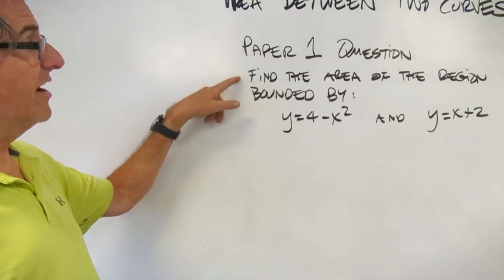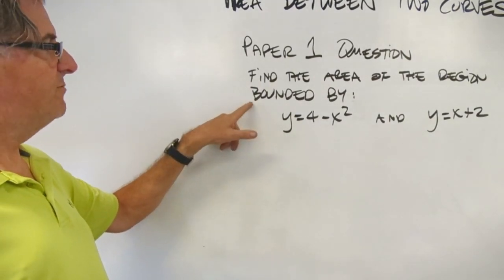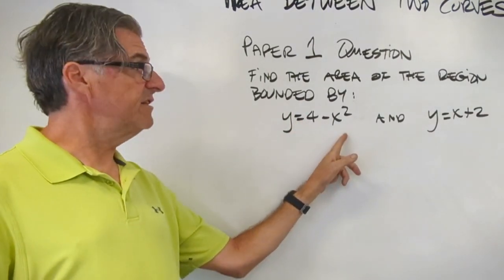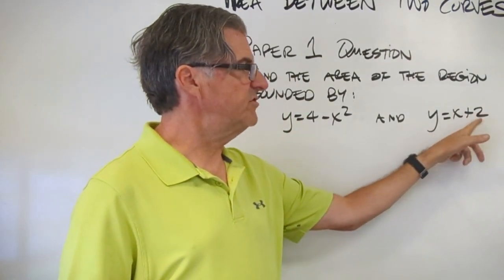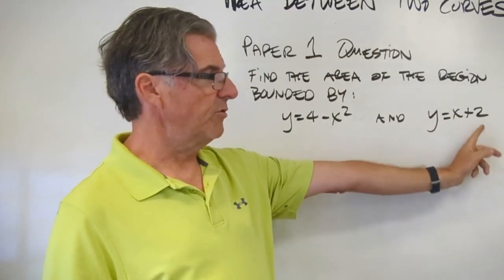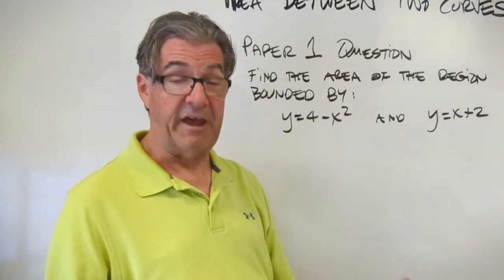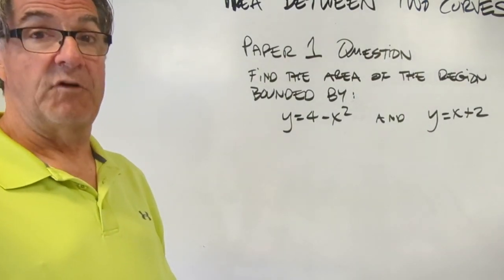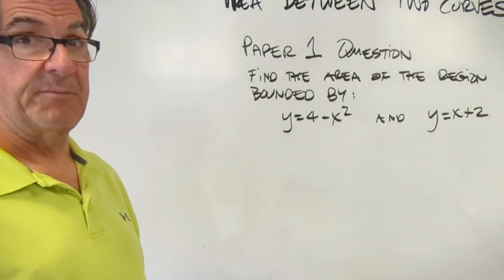So find the area of the region bounded by y equals 4 minus x squared. There's a quadratic right there. And y equals x plus 2. There's a linear function there with a y-intercept of 2. Okay, so your first step here is let's make a graph of what we've got going on so that we can get a better picture of that.